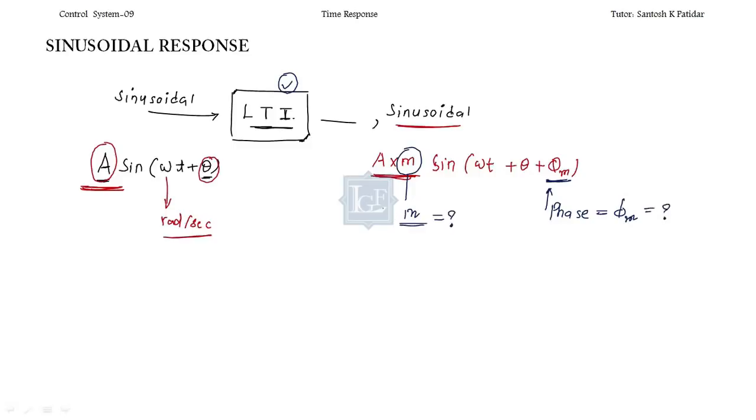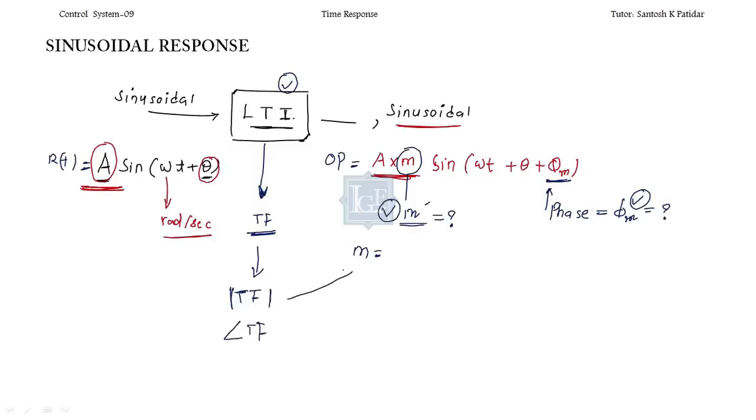If you can calculate this M and this phi m, you can easily get the output of the system. If you are provided with the input r(t), and you know the specification or the transfer function of the LTI system, you can easily get M and phi m. Here M is the magnitude. Here the transfer function is given. Let's take this as the magnitude of the transfer function, and this as the phase of the transfer function.